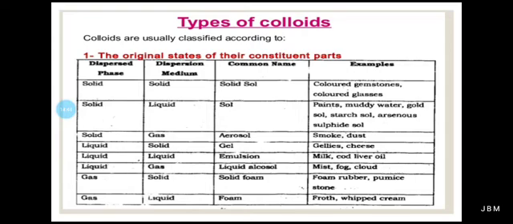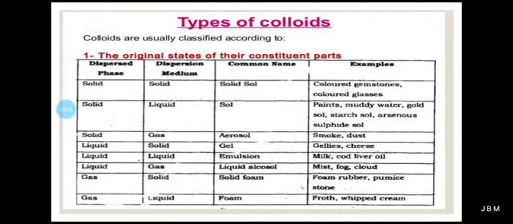a couple of examples. For example, if the dispersed phase is solid and the dispersing medium is also solid, it is called a solid sol, and the examples include colored gemstone, colored glasses, milky glass. Solid dispersed phase and a liquid dispersion medium is called a sol. That includes paints, muddy water, gold salt, starch sol, arsenous sulfide sol.